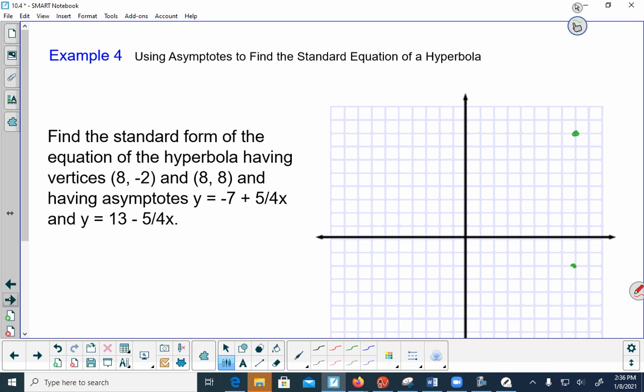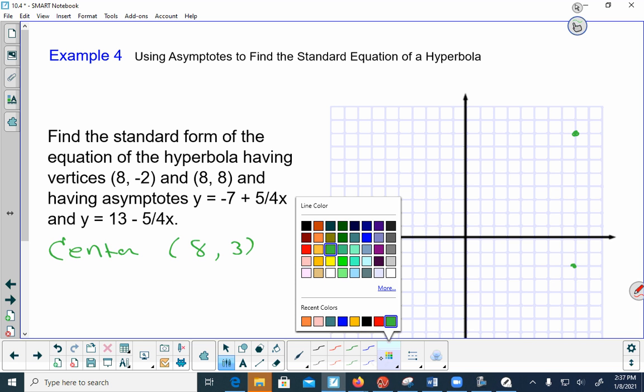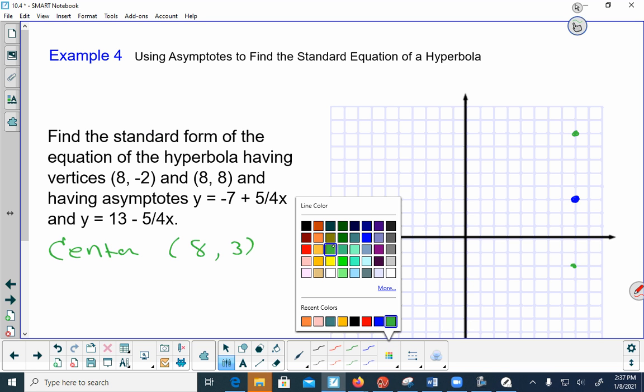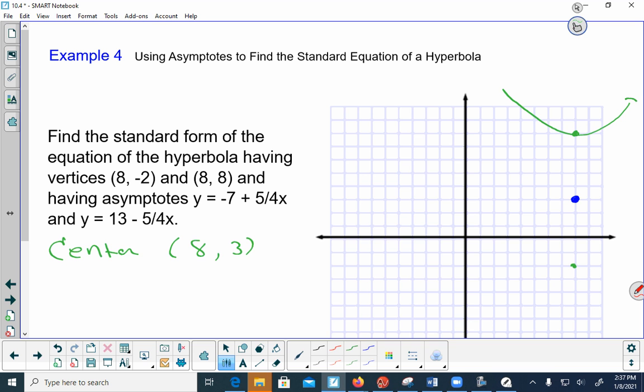So based on that information, I know that my center is going to be the midpoint of those two. So my center is going to be 8, 3. So I'm going to go ahead and plot that center now. So there's my center. Because I have those vertices up and down, I know, again without actually having to graph this, that my hyperbola is going to open up and down, which tells me that the y-coordinate is going to come first. The y-coordinate is going to be positive.